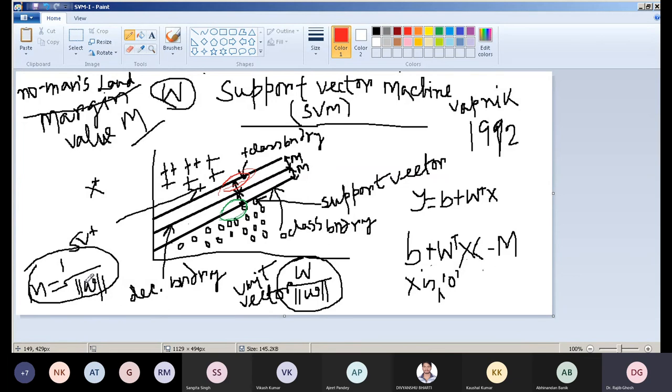That means how much no man's land we can place, equal amount, always remember. No man's land on both sides must be of equal amount. On one side more and another side less, it should not be the case. Equal amount of no man's land on both sides, that means what is the margin size? Only from margin size we can quantify how much no man's land is present on both sides. So you have to find out the margin size. That is the main thing. Using this formula, 1 by norm of W, we can find out the margin size. So those problems you have to solve.